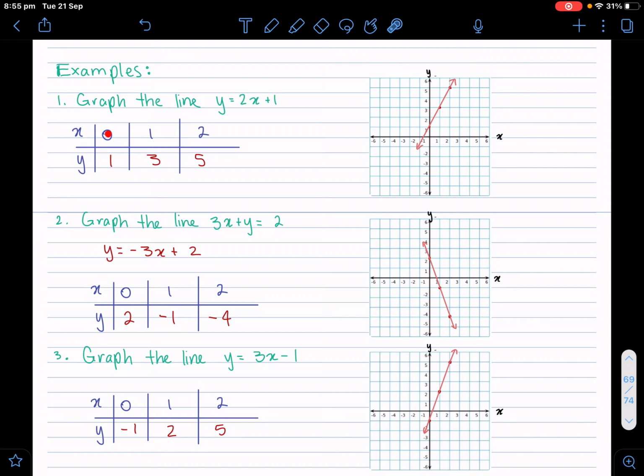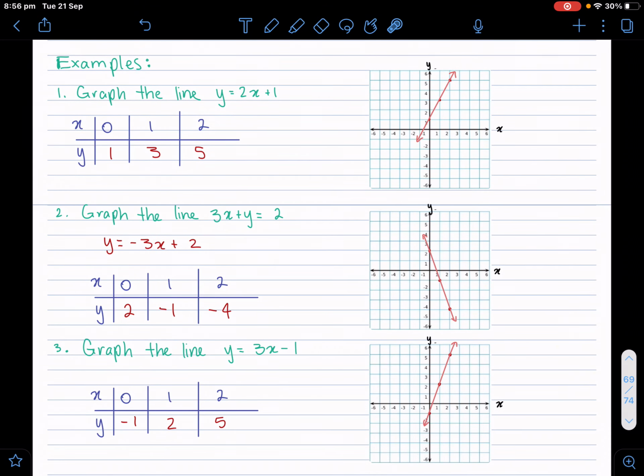So here, when x is 0, y is 1, and I put a dot there. Remember, crawl before you climb. For the next one, when x is 1, y is 3. So I crawl to 1, and I climb to 3, and I put a dot there. And when x is 2, y is 5. So I crawl to 2, and I climb to 5, and I put a dot there. And then I just join the dots, and I make my line. And this line will continue going this way, up and down, so I'll put the arrows on the end. So that's example 1.